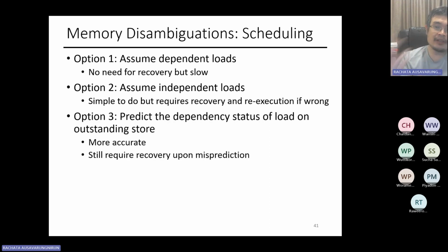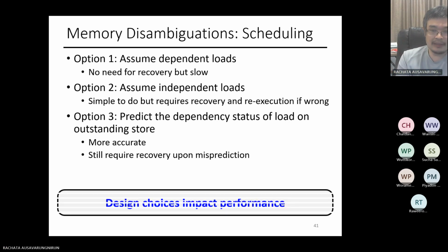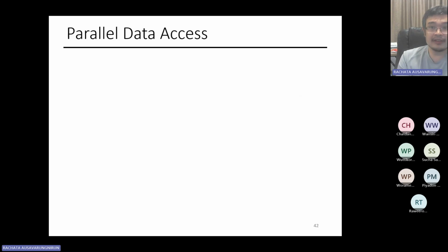So I need to recover from that. I can also predict the dependency status of a load on any outstanding store, which is more accurate. And still, if you mispredict, you still require recovery, but hopefully this is better. This is a design choice that can impact performance.